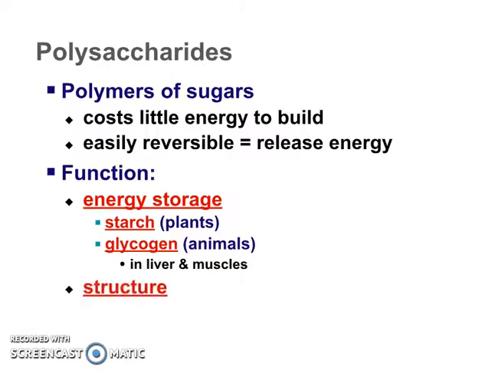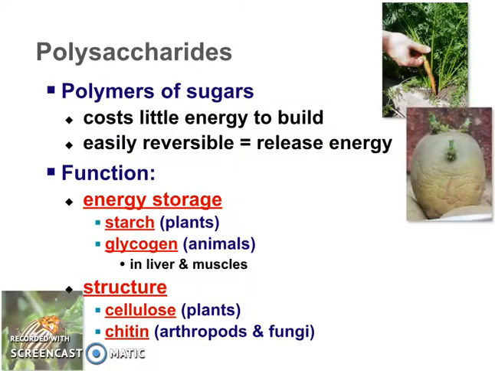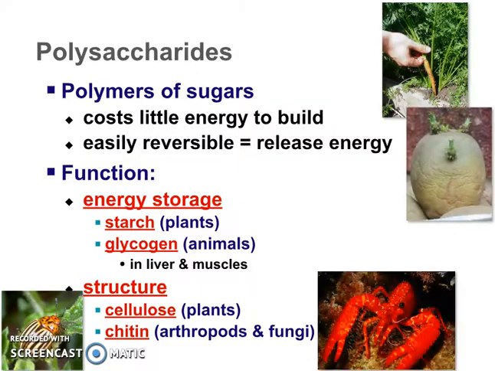They're also really useful as structural parts. So in plants, you have cellulose. And then in arthropods and fungi, so here are some arthropods, they actually use a type of polysaccharide called chitin.